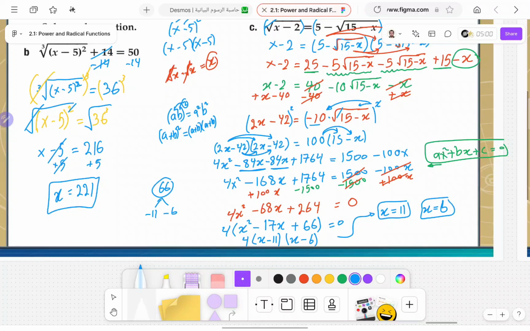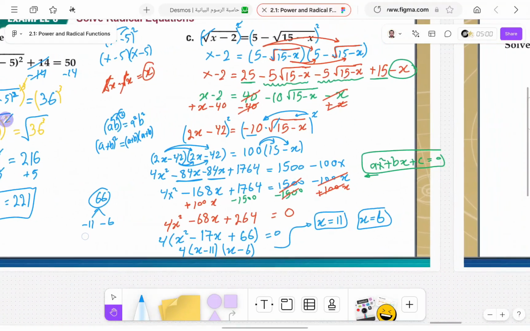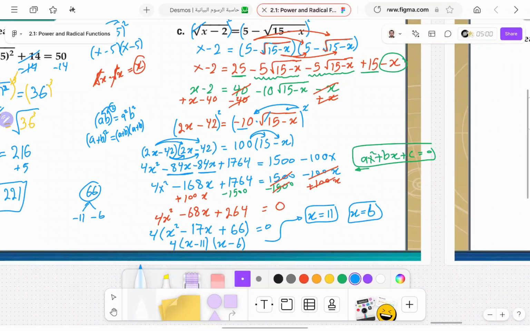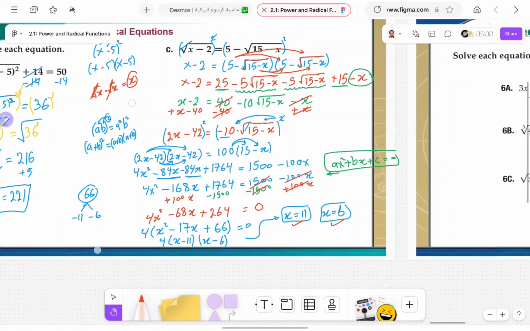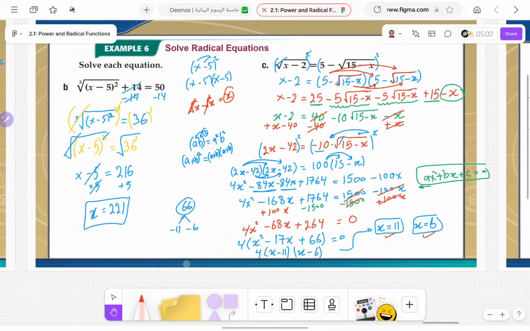Now if you need to know which one is the correct answer, you need to plug them into the equation. Okay, so now if I plug in, I will just do it fast. If I plug both of them into the function, 11 will be the answer and also 6 will be the answer. Okay, I hope now you understand this way to solve.